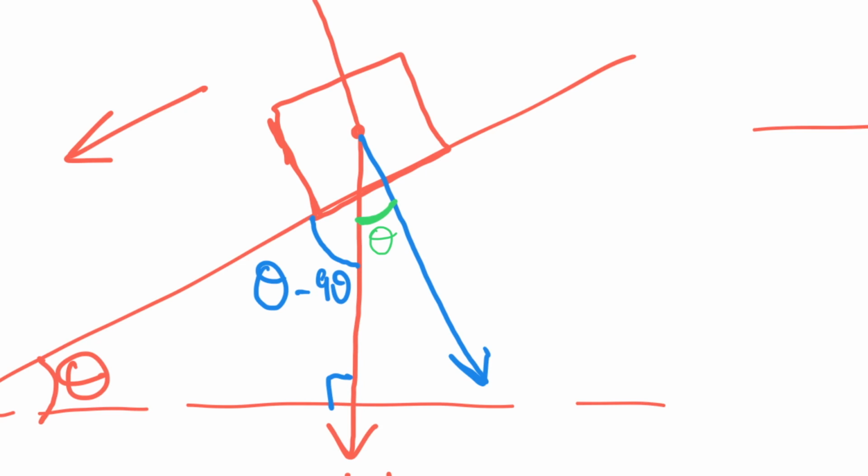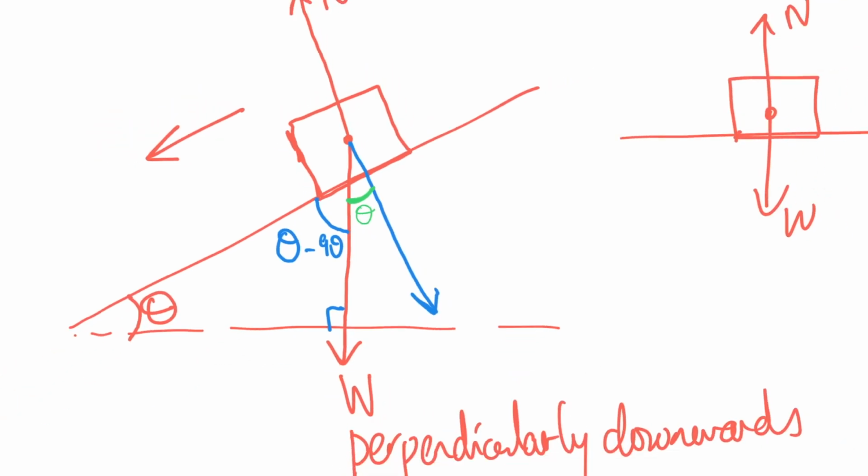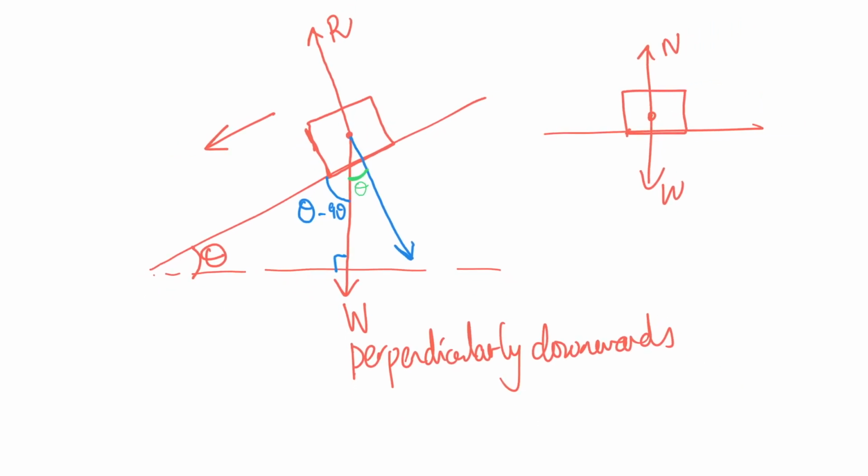Now, what you must understand is, let me zoom out. What you must understand is that it's the weight, and this is one component of weight. So the other component of weight will be this way. This is the weight, this is your resultant. This is one component of weight, and this will be the other component of weight.